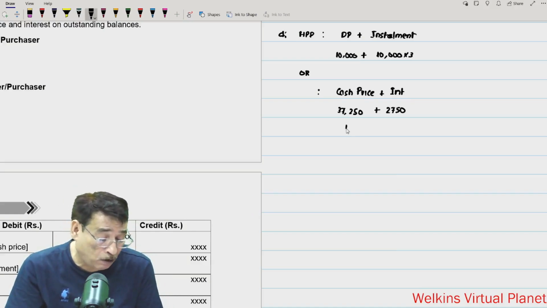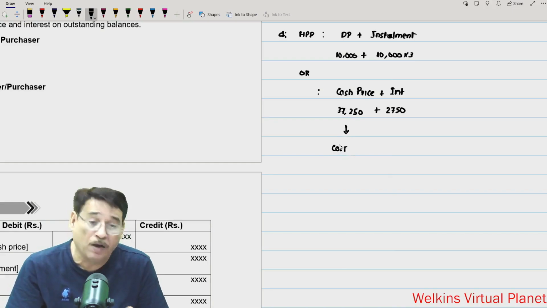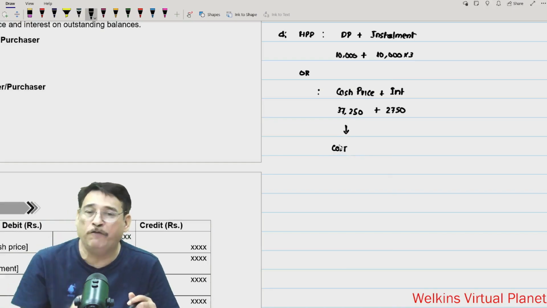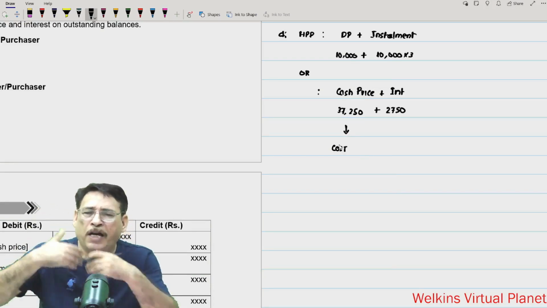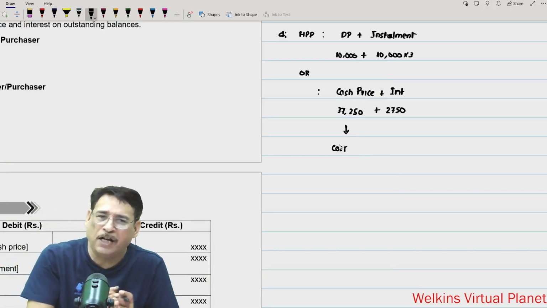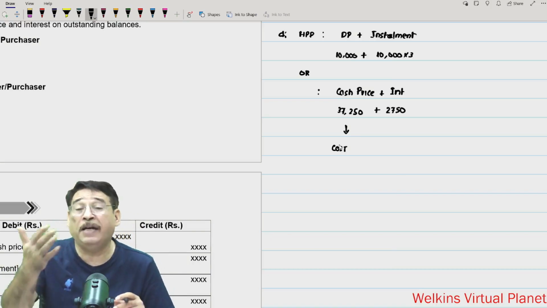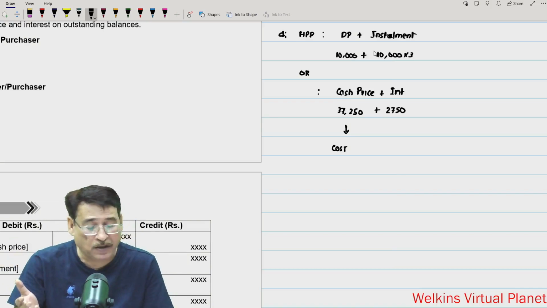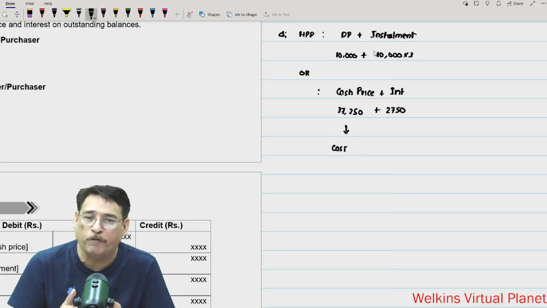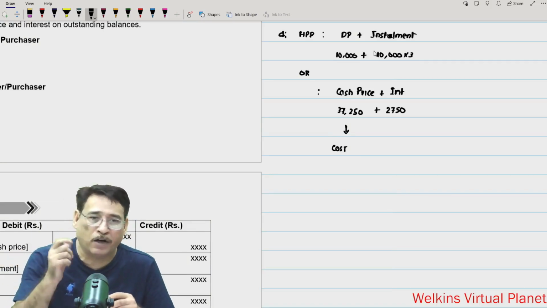From the perspective of the purchaser, cash price is also known as cost price. Cash price is also known as cost price. Because you are the purchaser, whatever price you will pay to get the asset, that will become cost for you. Now, you may say, sir, we are paying actually, in this case, 40,000. So 40,000 should be what we call cost price for us. Yes, you are right, absolutely.